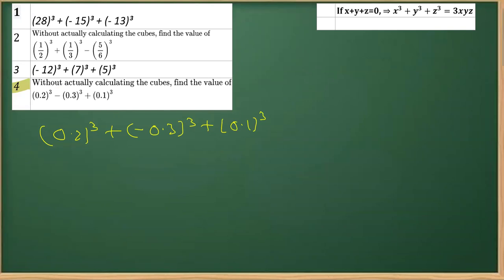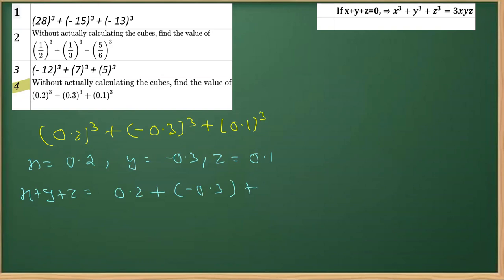Now here you are going to take 1 as x. Let's say x as 0.2, y is equal to minus 0.3. Likewise, z is equal to 0.1, that's positive. Now, again, here you are going to show that x plus y plus z, in the working, is 0.2 plus minus 0.3 plus 0.1. So this plus this is 0.3, and then minus 0.3 is equal to 0.